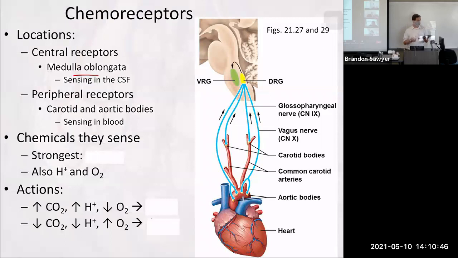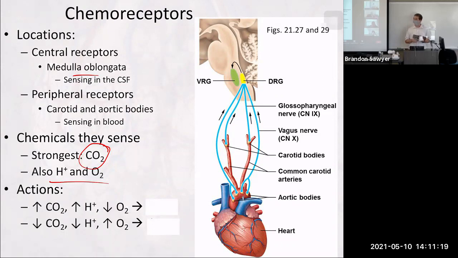Okay, so the most important chemical that these are sensing is CO2. CO2 is known as the primary driver of our ventilation. So these little receptors are there in the medulla sensing the level of CO2 in our cerebrospinal fluid, and then they're there in the aorta and the carotid arteries sensing the level of CO2 in our blood. They also detect hydrogen and oxygen, but CO2 seems to be the main driver of this.